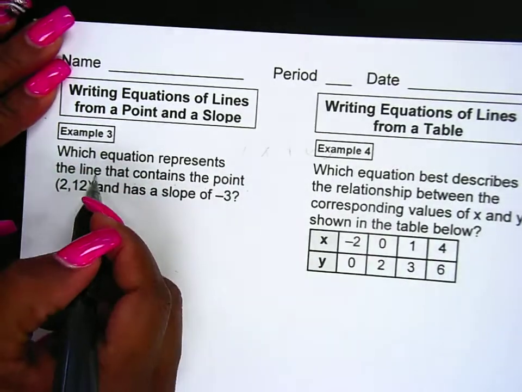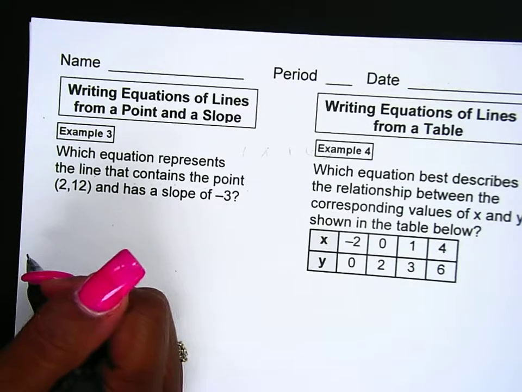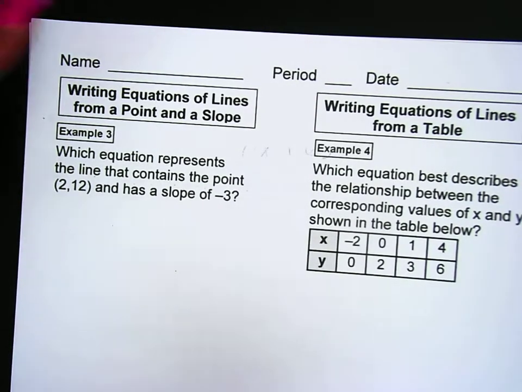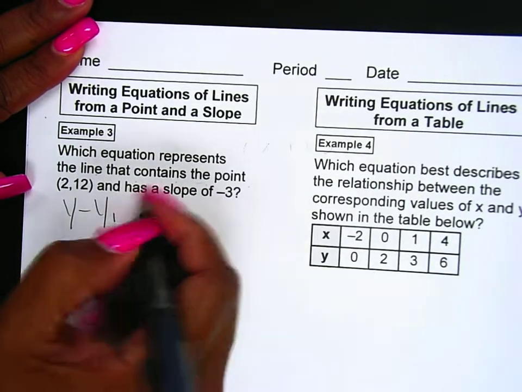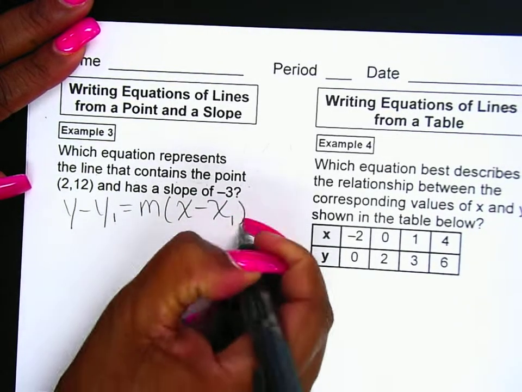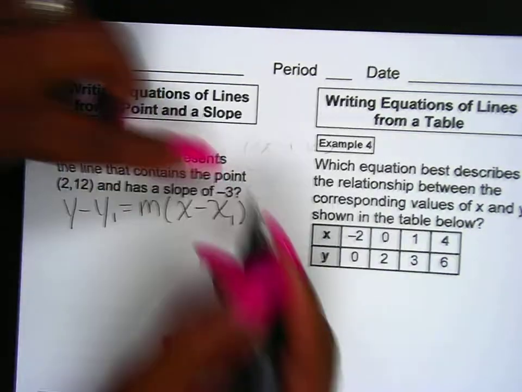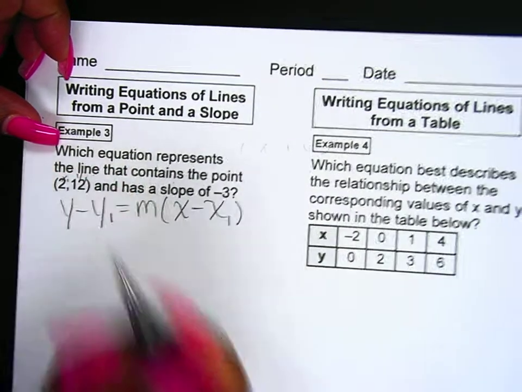Yay. So what do you think we're going to do here? Think about it. I'll wait. Yes. We're going to use the point-slope formula. Y minus y sub 1 equals the slope times x minus x sub 1. Yes. We have the slope here and we have a point. So x sub 1 and y sub 1.